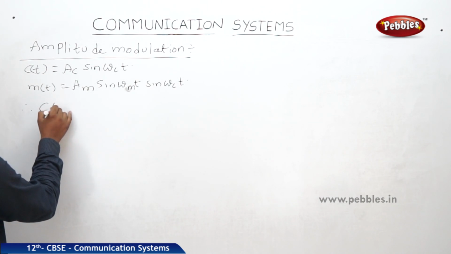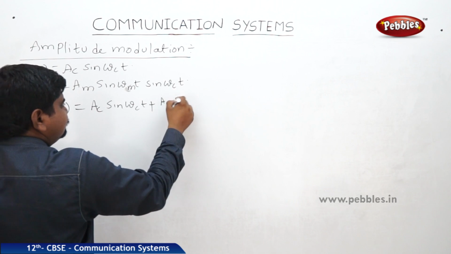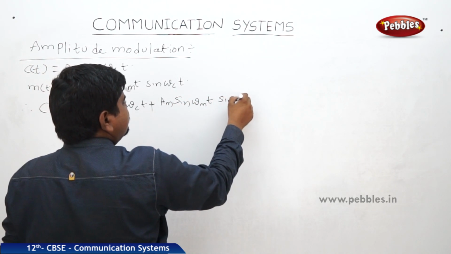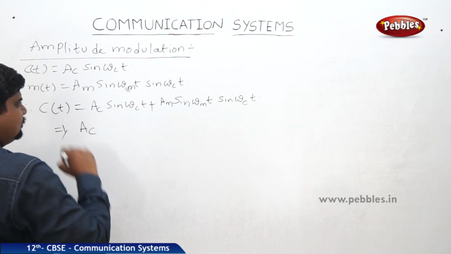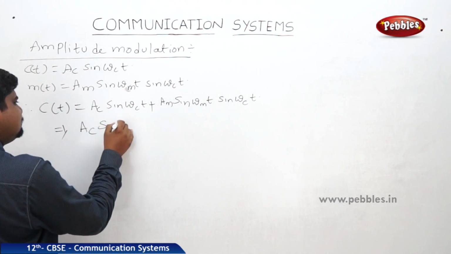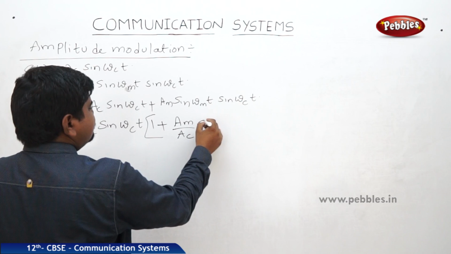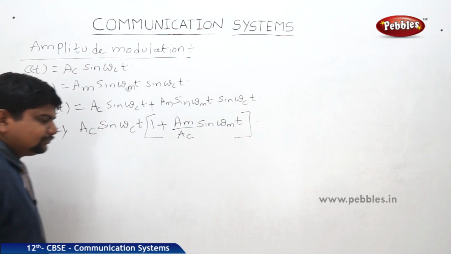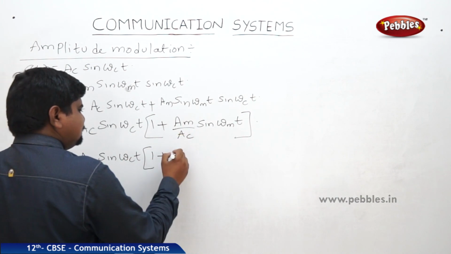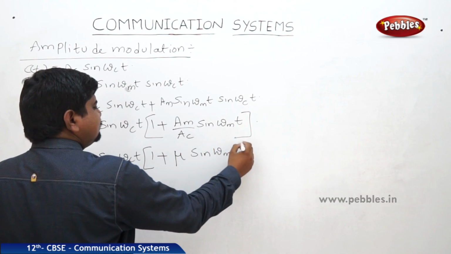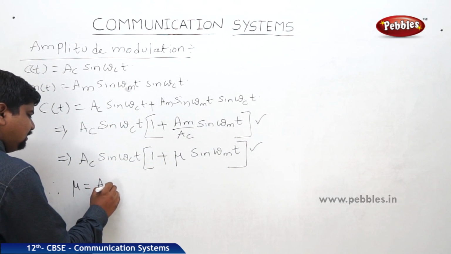That's why finally the equation will change like this: Ac sine omega c t plus Am sine omega m t into sine omega c t. So we can take Ac sine omega c t as common. Here 1 plus Am by Ac into sine omega m t. Now we can write this equation as Ac sine omega c t into (1 plus mu sine omega m t). By comparing these two equations, we can write mu is equal to Am by Ac.